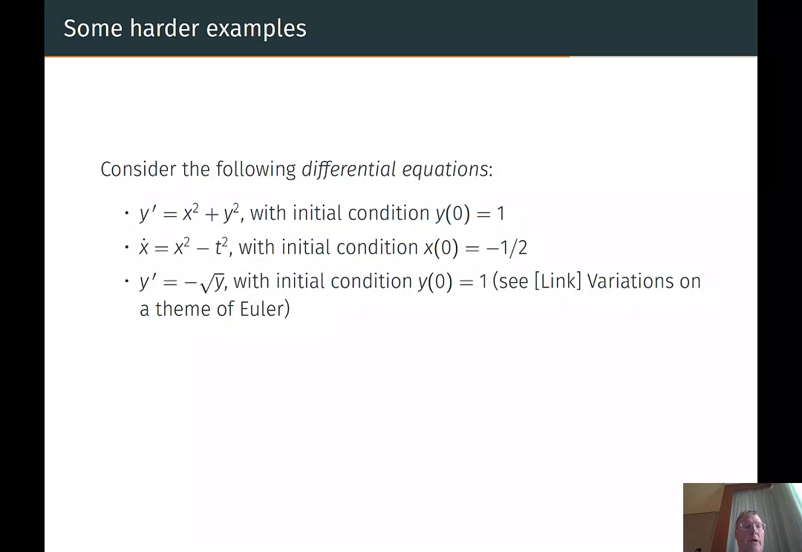So let's talk about some harder examples. Let's consider the following differential equations. First, y prime equals x squared plus y squared, with initial condition y of 0 equals 1. And another one from a beautiful book by Hubbard and West called Differential Equations, a Dynamical Systems Point of View: dx by dt, which we write as x dot, as Newton did. X dot is equal to x squared minus t squared. Now the initial condition is x of 0 is minus a half. Finally, y prime equals minus the square root of y.